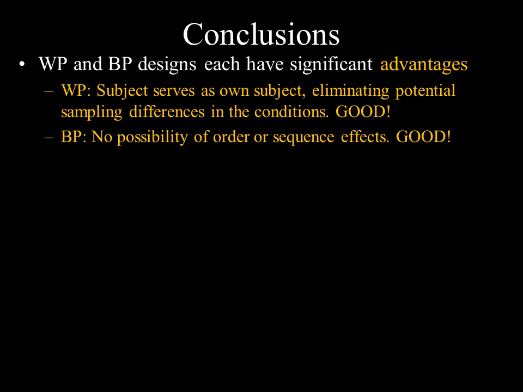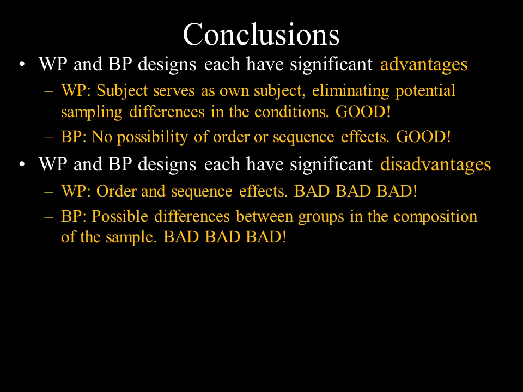And so here are my conclusions. Within and between participant designs each have significant advantages. So within participant designs, subjects serve as their own control, eliminating potential sampling differences in the conditions, which is good. Between participant designs, there is no possibility of order or sequence effects, which is good. But they also have disadvantages. Within participant designs, you have order and sequence effects, which are really bad. And between participant designs, you have possible differences between groups in the composition of the sample, which is bad.